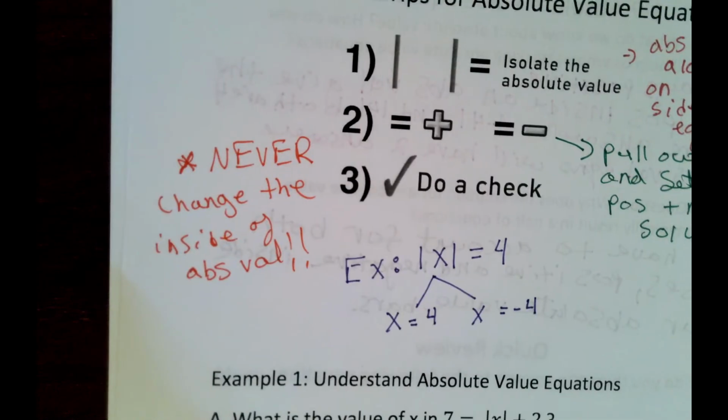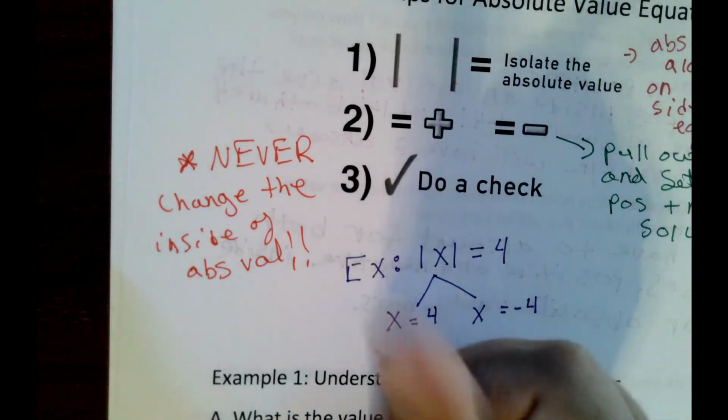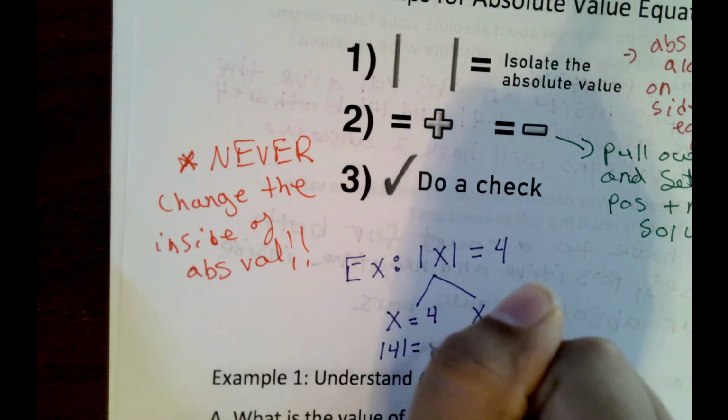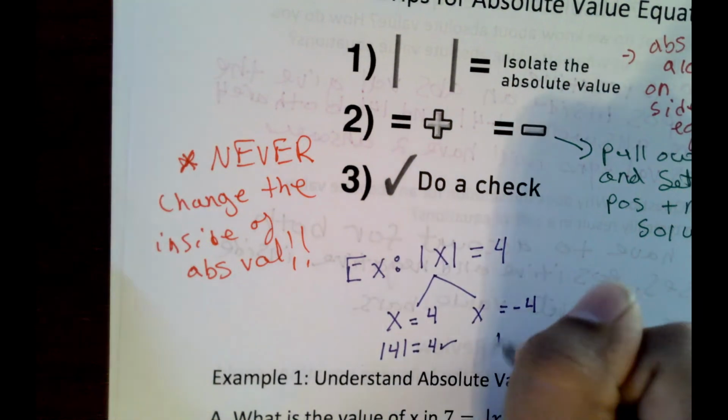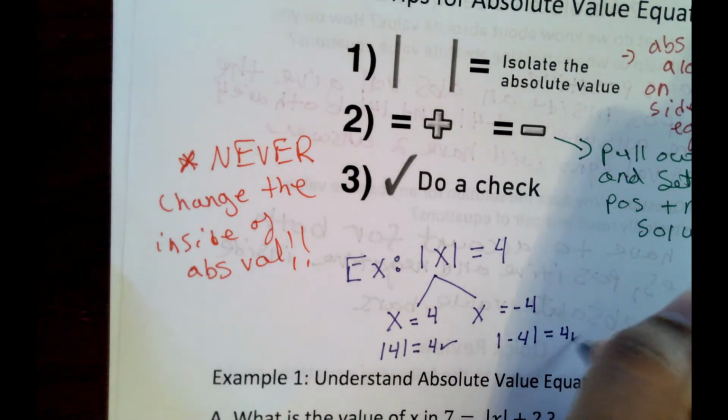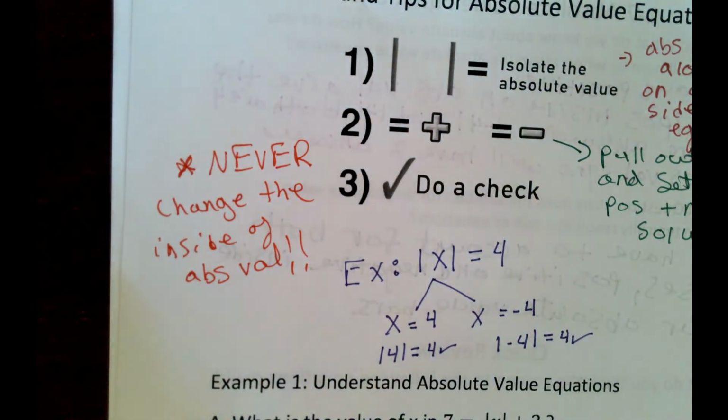So you already did it without knowing. And then all that's left for us to do is check it. Well, the absolute value of 4 is in fact 4, and the absolute value of negative 4 is in fact 4. So boom, we just did it. All that's going to change now is that the equations are going to get a little bit more difficult. We may have things to do to get that absolute value alone.